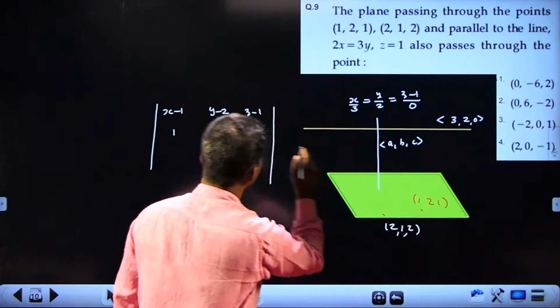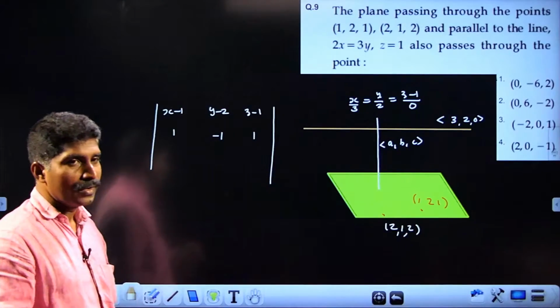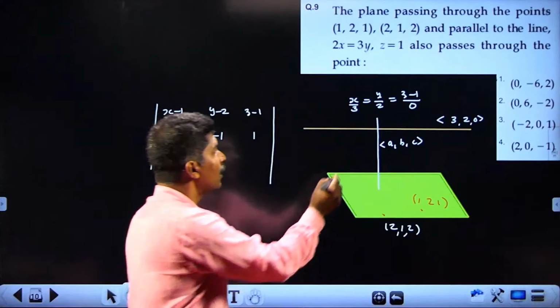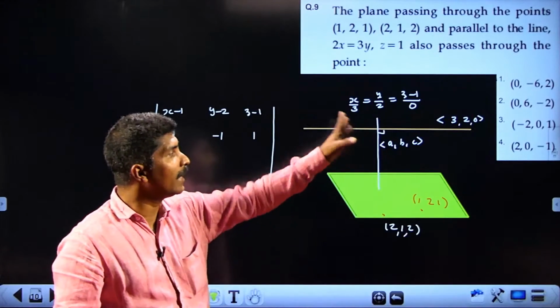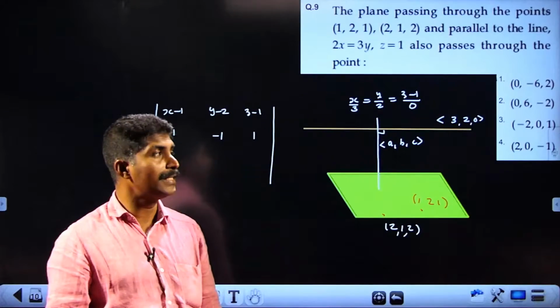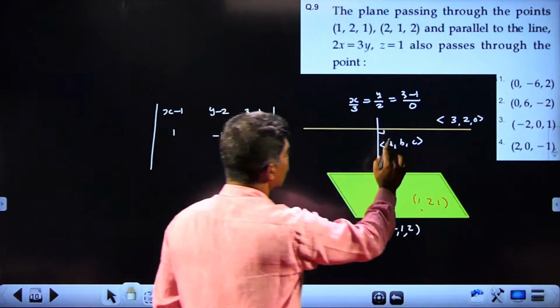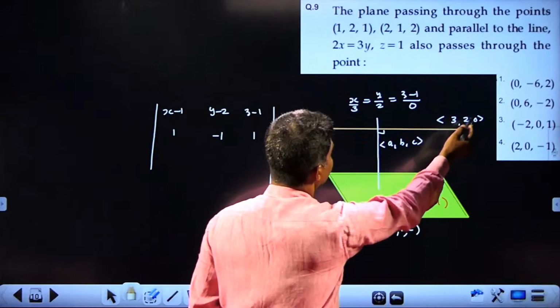And 2 minus 1 is equal to 1. And what is the third row? In the case of the third row, we will apply the condition for perpendicularity. That is why we are drawing this figure. By this figure, we will get the condition for perpendicularity very easily. What is it? 3a plus 2b plus 0 is equal to 0.